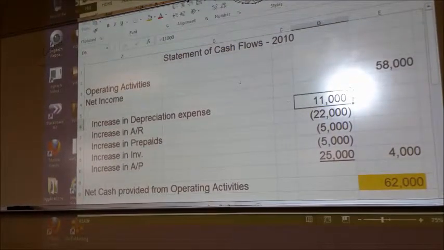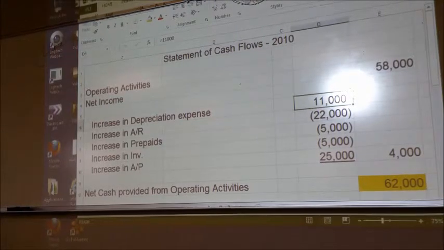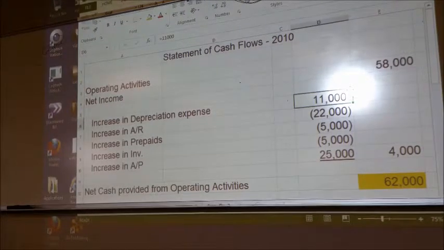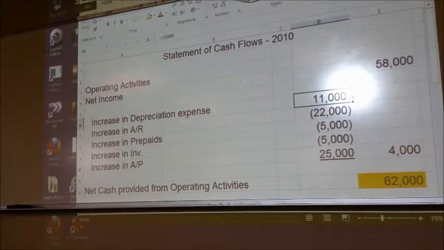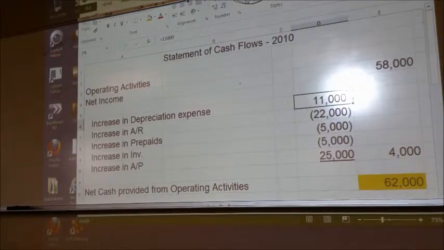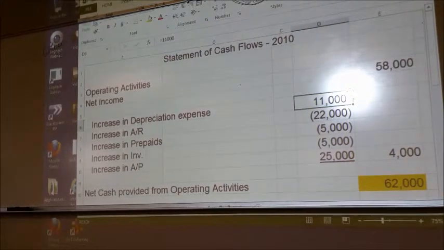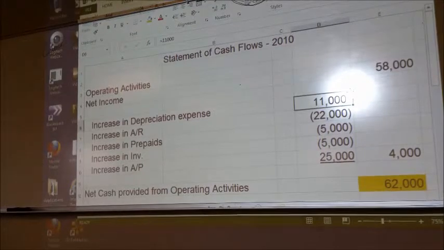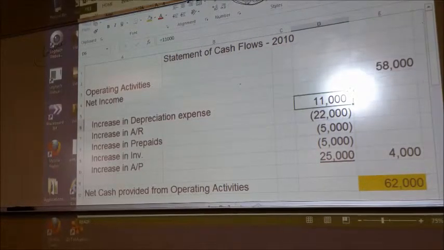Well, because land isn't a current asset. So we only take the depreciation from the income statement. That's it. You better just mark out the other two. Okay. And you might as well mark out retained earnings, because you're not going to use it.